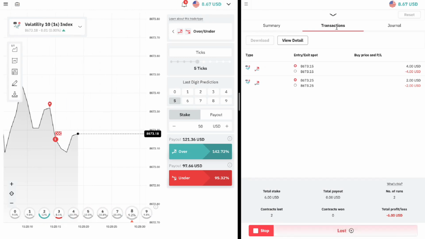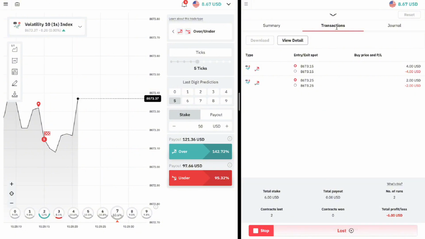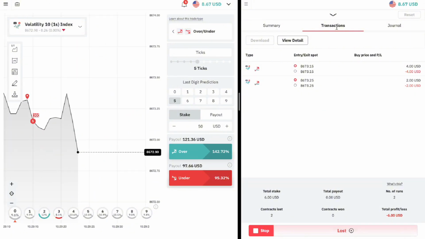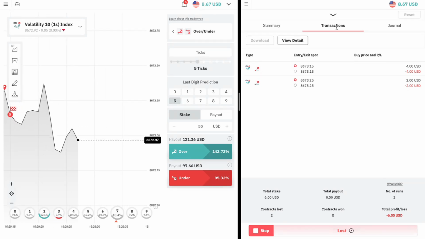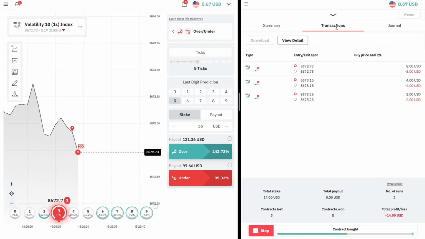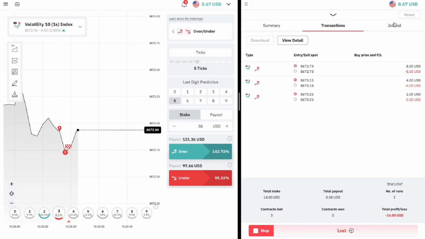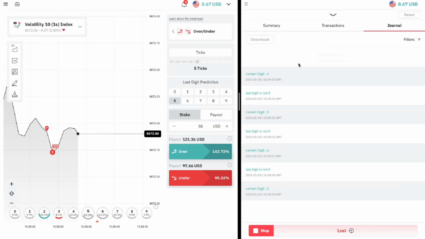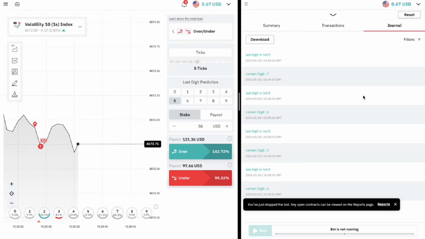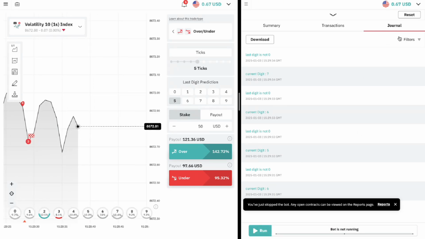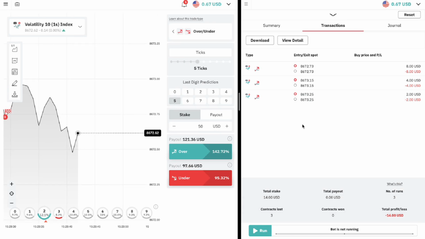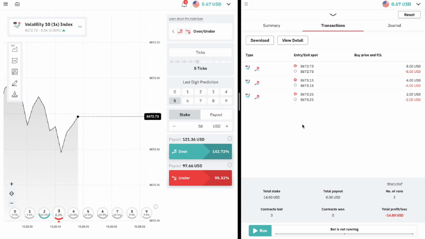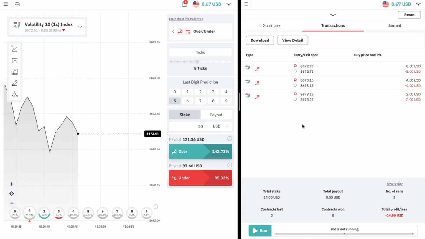So the next one will be 8. If we go with 8 and we lose, that is the account blown. Okay, let's see. We lost. So the account has been blown. So the bot will keep running, but we essentially do not have any other money on this account. So what I was testing is if it touches 2, and now it's doing what I wanted it to do.